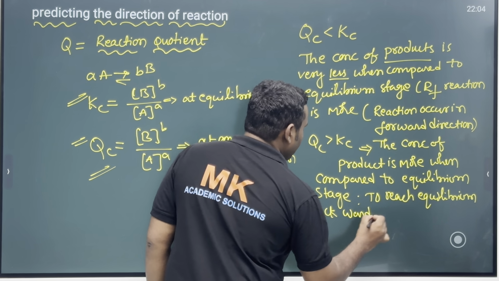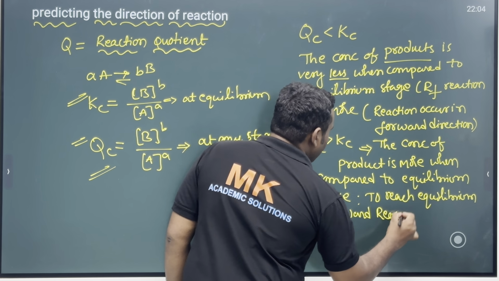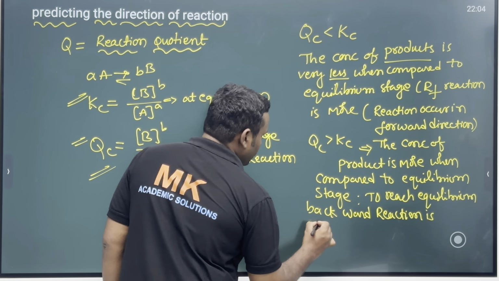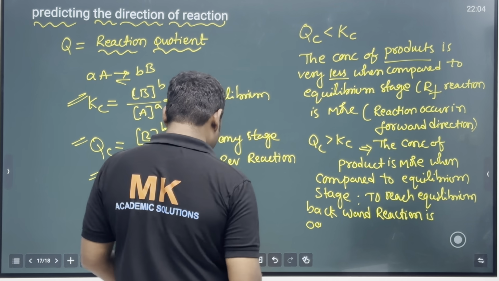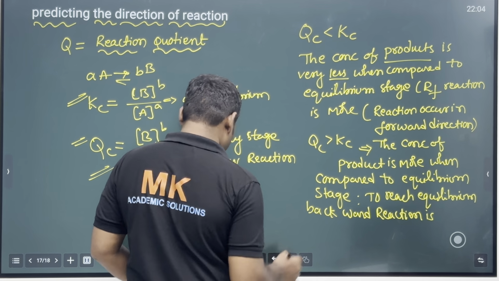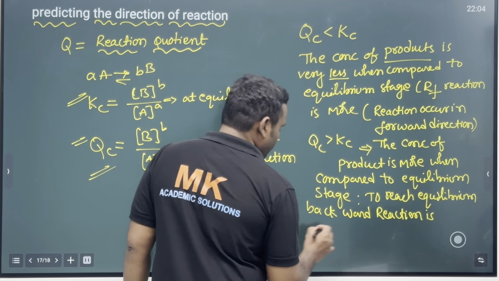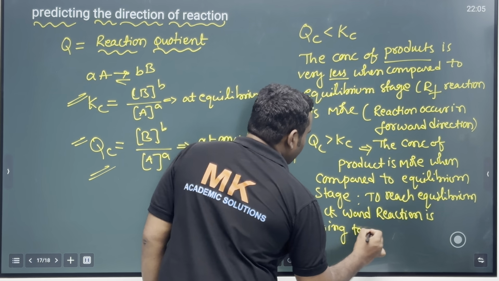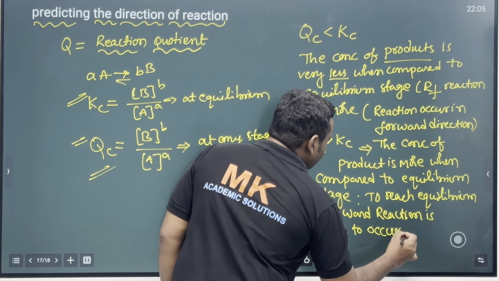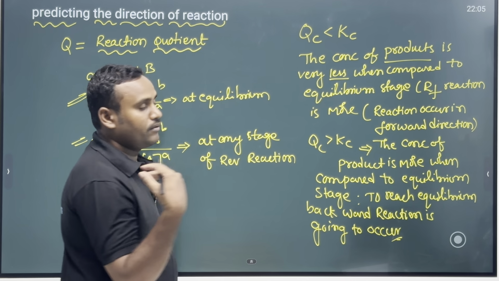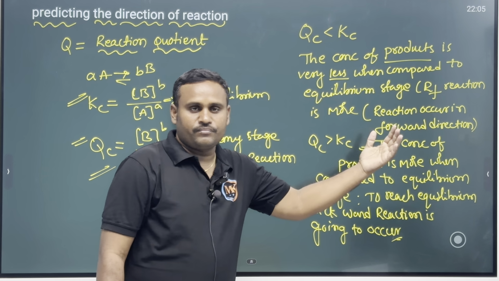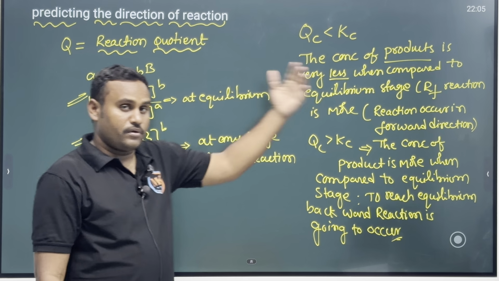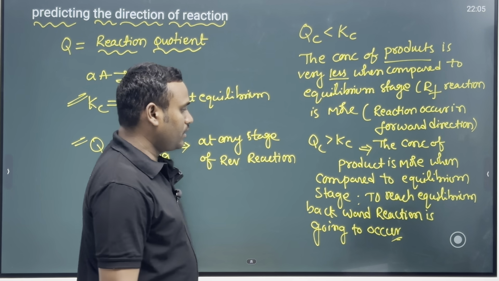The backward reaction is going to occur, meaning the equilibrium shifts and the reversible reaction occurs from products to reactants.